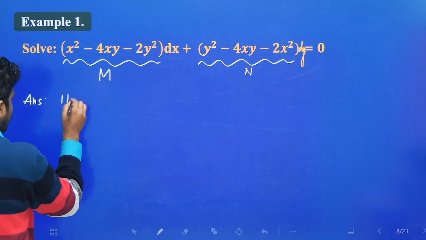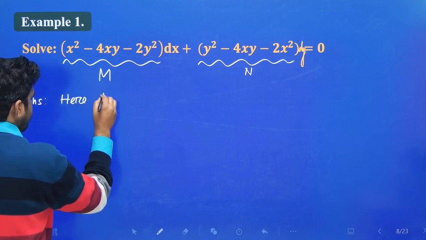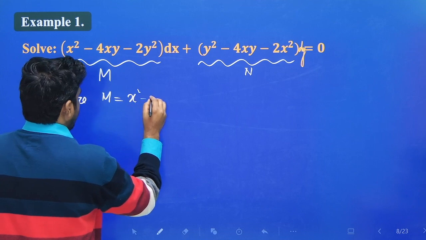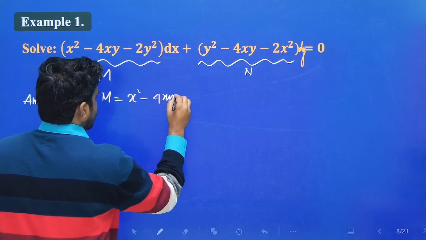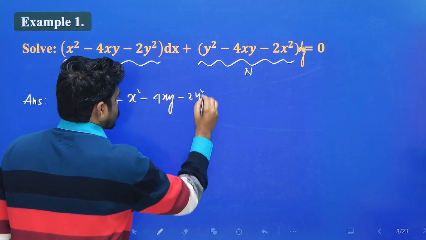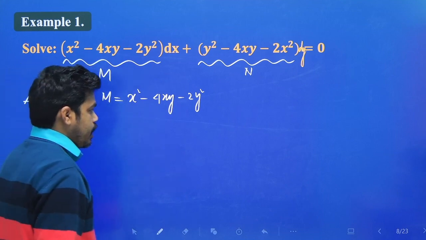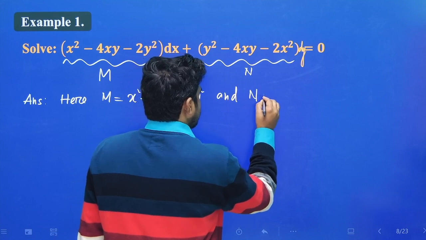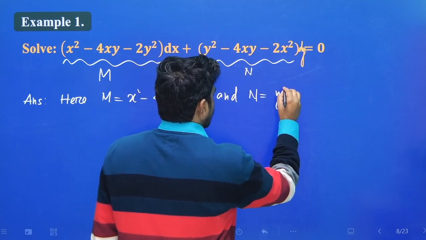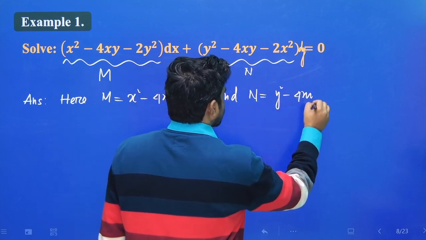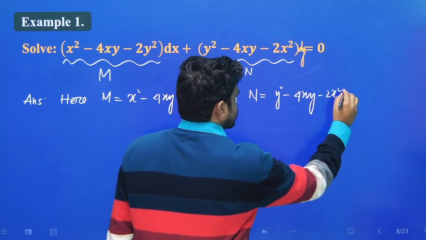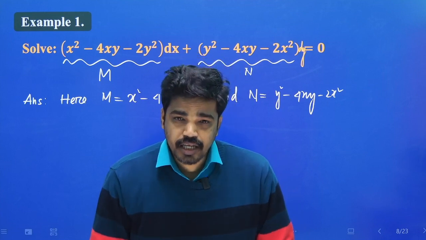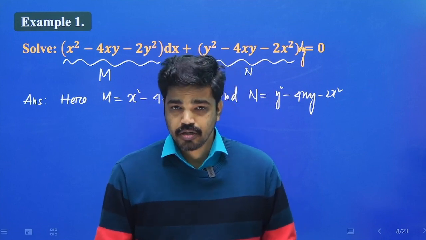Here M is equal to x² − 4xy − 2y², so this is M. And N is equal to y² − 4xy − 2x². First of all, we have to check whether this differential equation is exact or not.